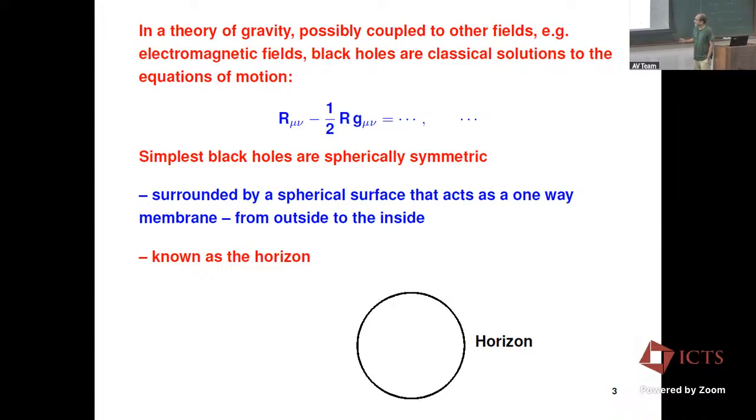We'll be considering the simplest kind of black holes, which are spherically symmetric. And one key feature of black hole solutions is that they are surrounded by a spherical surface. This is a purely hypothetical surface. There is nothing special on that surface. Nevertheless, it acts as a one-way membrane, by curving the space-time in such a way that you can go from outside to inside, but you cannot come out. Coming out of a black hole will be as difficult as traveling backwards in time.